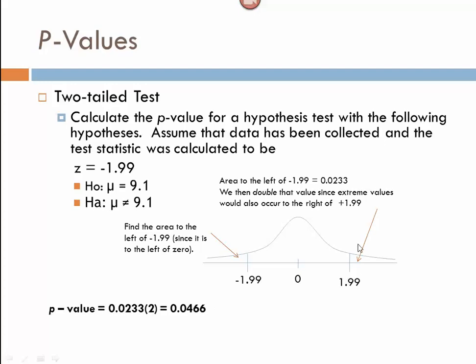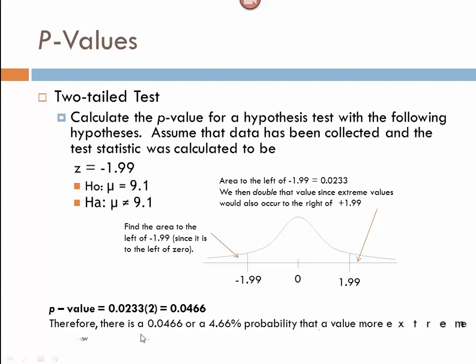Well, the area on the opposite side is going to be the same as the area on the left. So if we take the area we found and multiply it by 2, we get 0.0466. This is my p-value of this problem, 0.0466. And so therefore what we say is that there is a 4.66% probability that a value more extreme would be selected if indeed the null hypothesis was true.